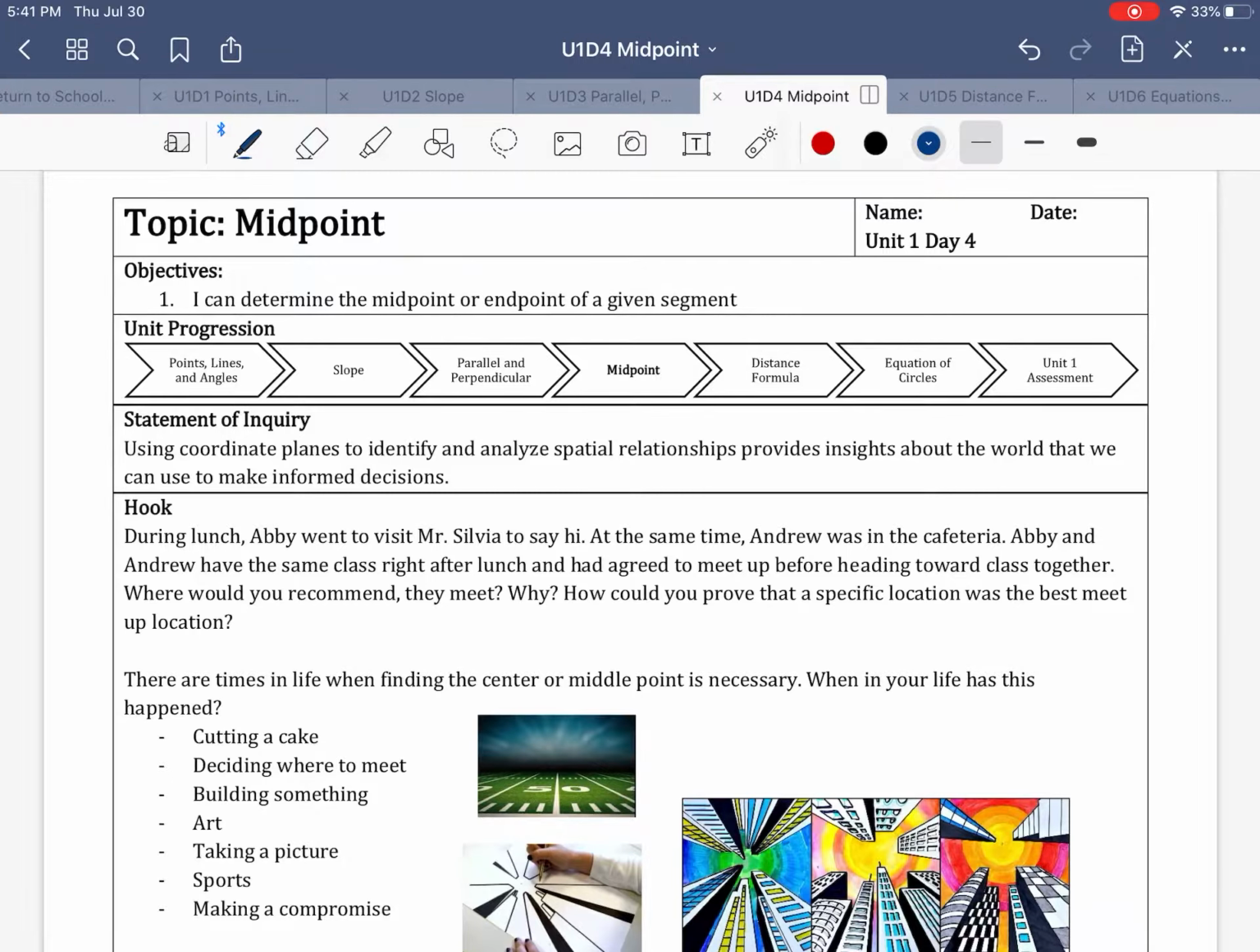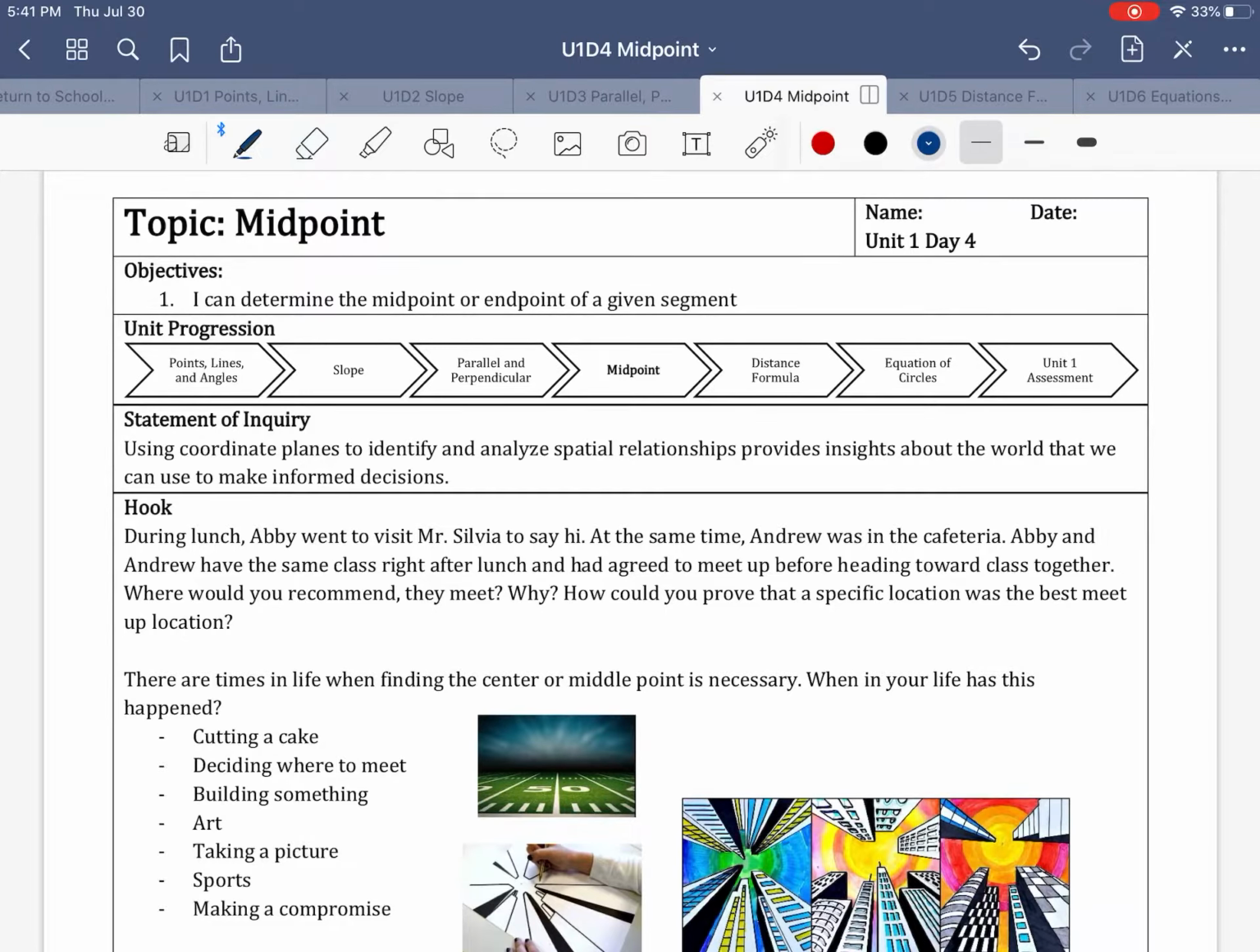The statement of inquiry for today is using coordinate planes to identify and analyze spatial relationships, provide insight about the world so that we can make and use them to make informed decisions.